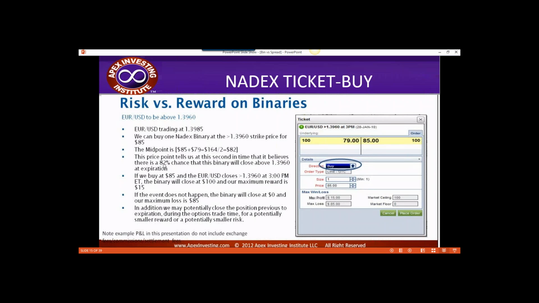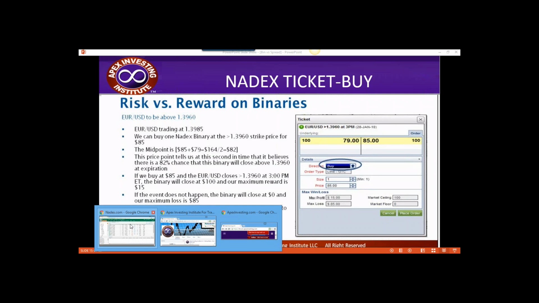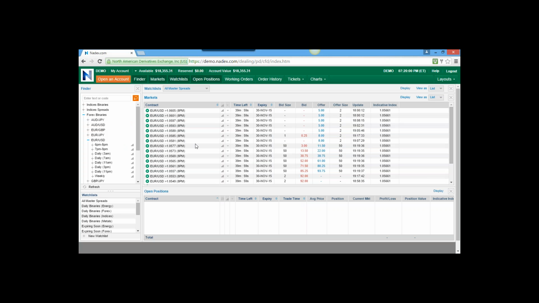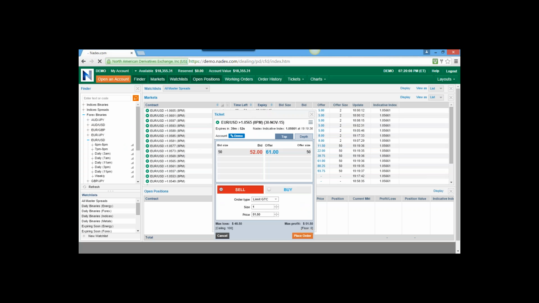So for example, when we're looking at some of these binaries down here, a lot of people will say, oh look, I can buy this one. Oh man, I like that. I can buy this one for $11.50. If I bought that for $11.50, I'm only risking $11.50, and I could make 88 bucks. Ooh, I want to do that. I like those odds.